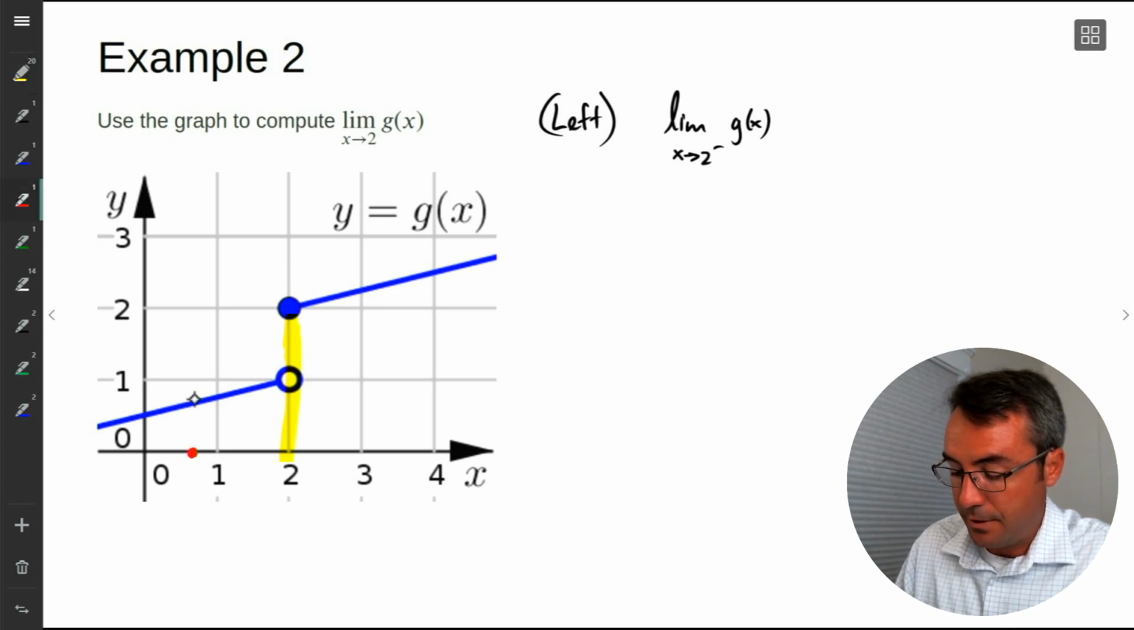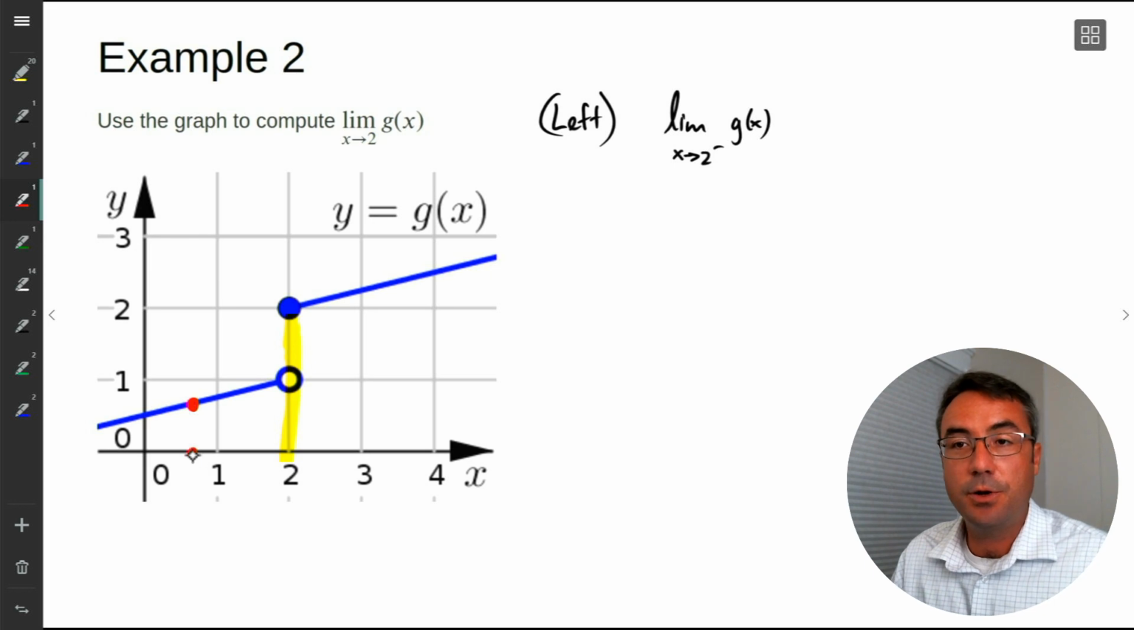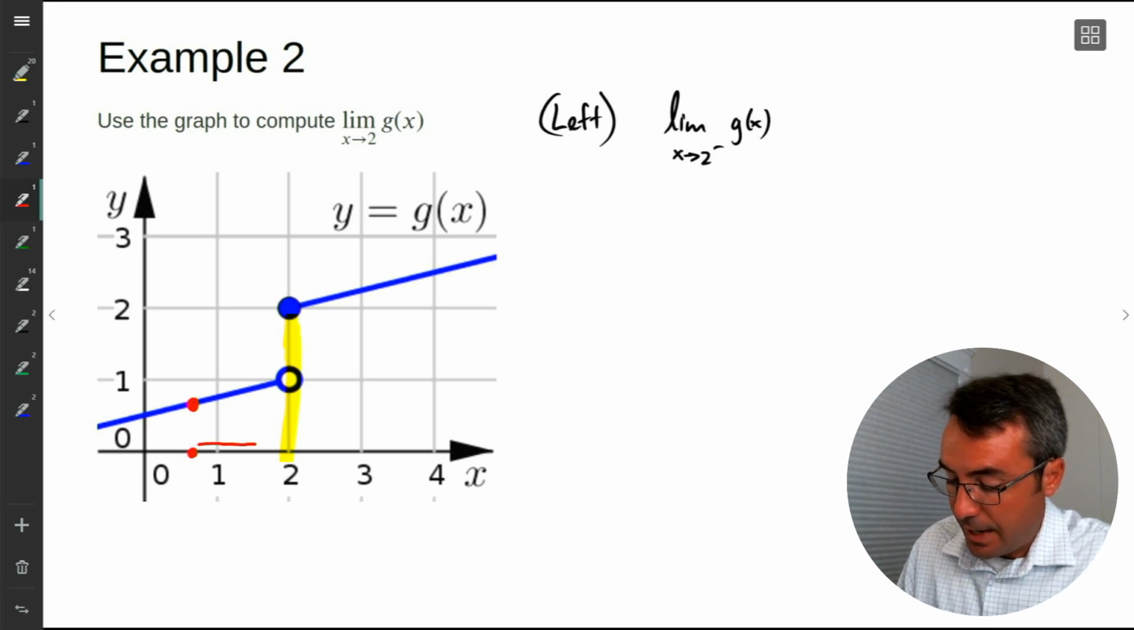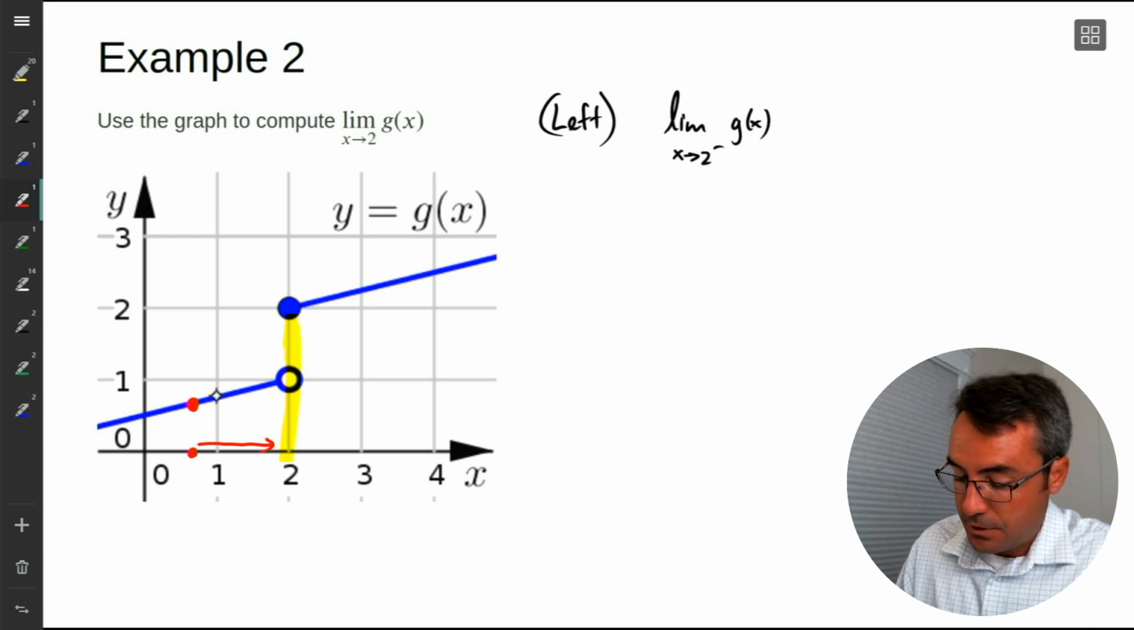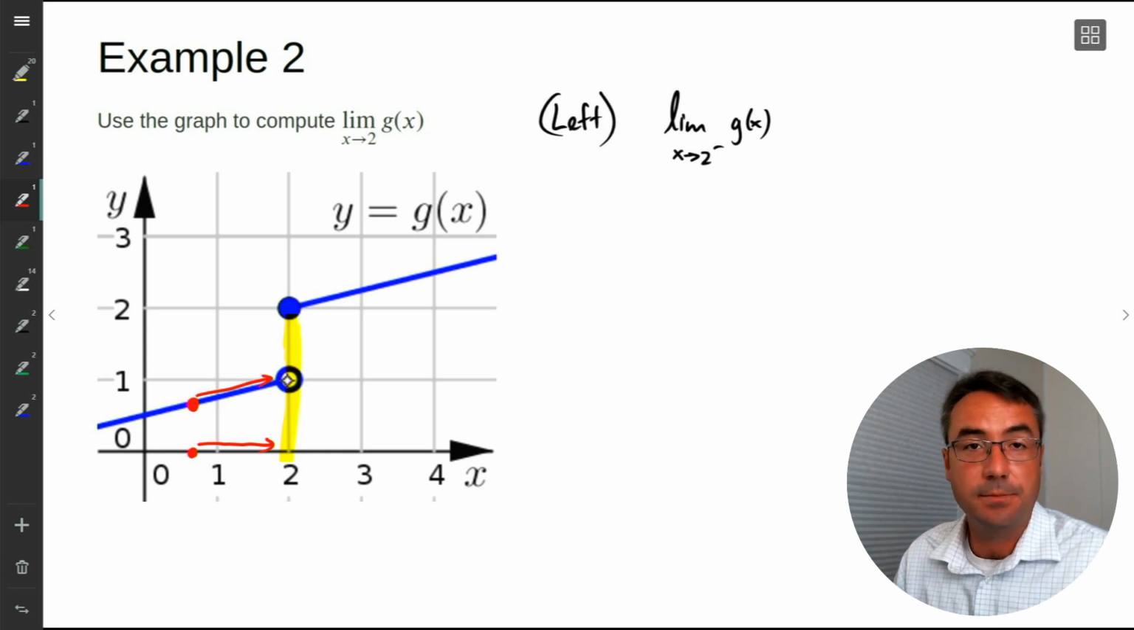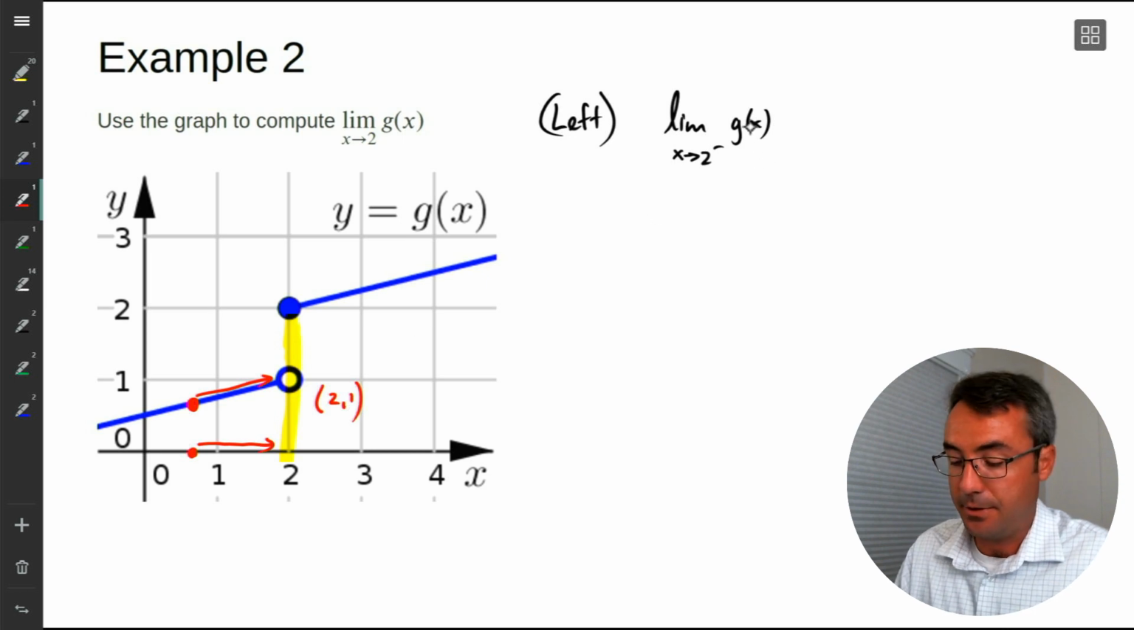Pick a point over there. Pick an input over there, find the corresponding point on the curve, and then we're going to see what happens as we move closer and closer to 2. So the point on the curve is going to move closer and closer to this point right here. And this point has coordinates (2, 1). So the y-coordinate is actually the value of our limit, the left-hand limit here. So our left-hand limit is equal to 1.